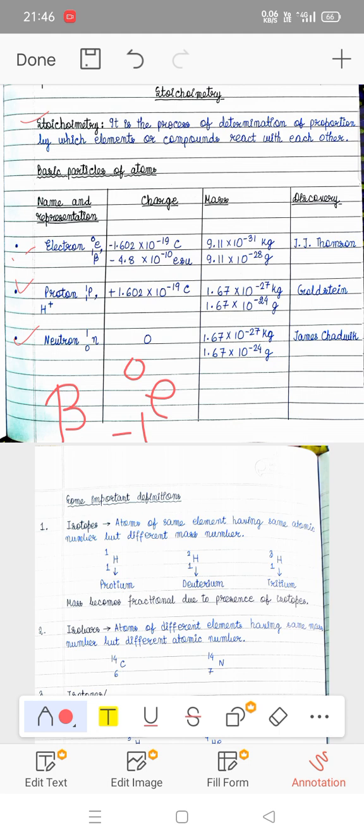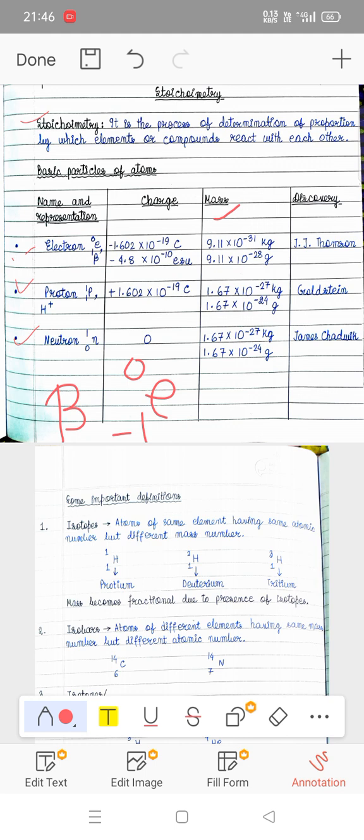Mass. What is the mass of electron? 9.11 into 10 to the power minus 31 kg, or we can also write 9.11 into 10 to the power minus 28 gram. Who discovered electron? That is J.J. Thomson.